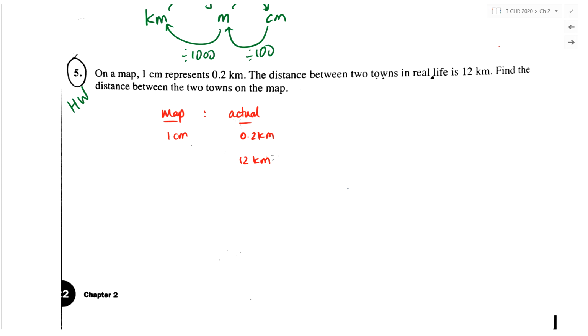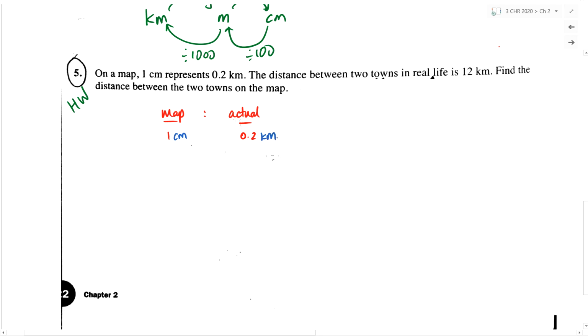For example, over here I've got 1 cm representing 0.2 km. Can you imagine if I didn't write in my units? Would it be very different? Originally it was 1 cm, which is a very small unit, representing 0.2 km, which is 200 meters. If I don't write down the units, then it becomes 1 cm represents a very tiny 0.2. Then this cannot make sense. So for this, please write down your units.